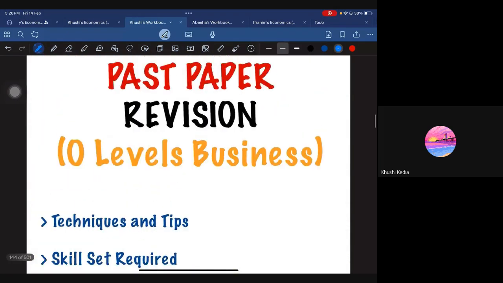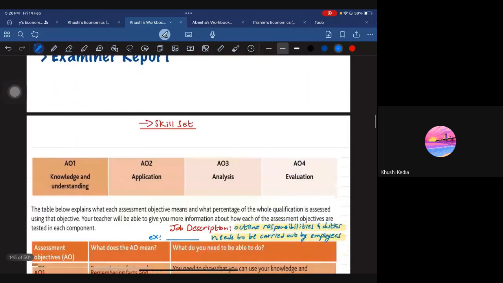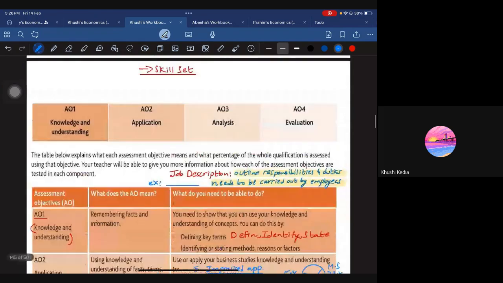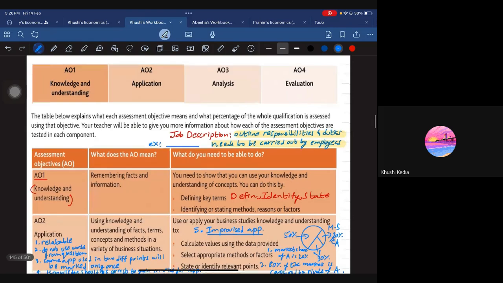The first thing that we were studying today for the past papers of O Levels business, or the IG business, is the skill set. There are basically four skill sets that we are keeping in mind. The first one is the knowledge and understanding. The second is the application. The third is the analysis, and the fourth is the evaluation. So we started off with the first assessment objective, which is the knowledge and understanding.